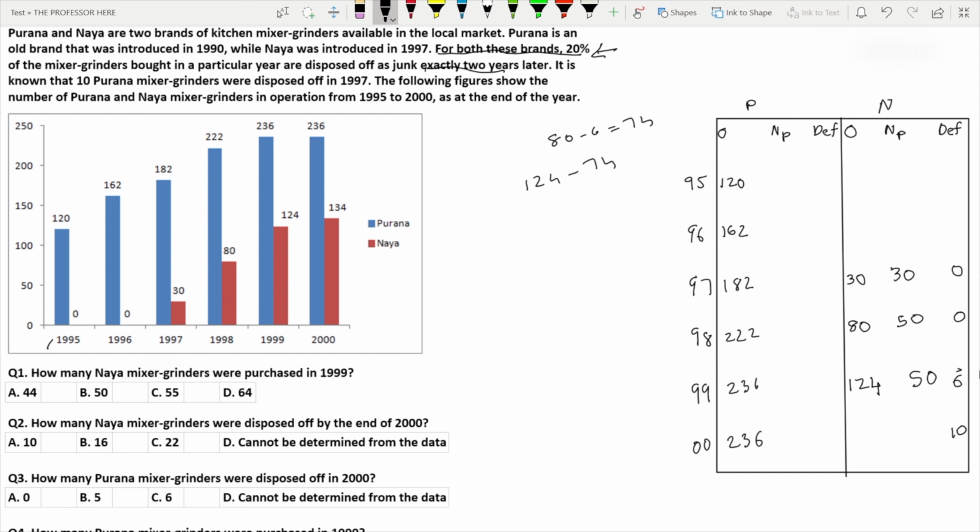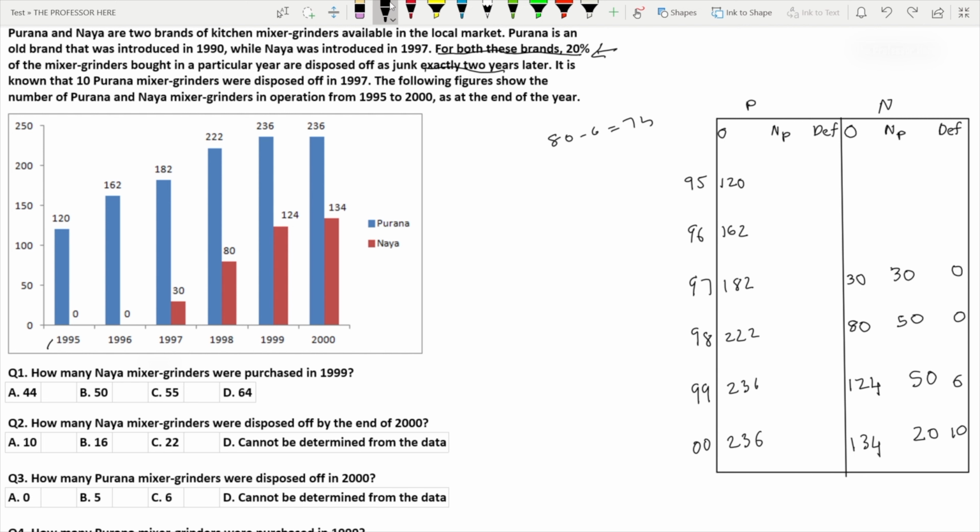Now for the year 2000, the number of overall active mixer grinders is 134. Out of that, 124 was from the previous years. From the 124, 10 of them will be out of operation or will be disposed of by the end of year 2000. So 124 minus 10 is equal to 114. But the overall number is 134. So the number of new purchases is 134 minus 114, which is equal to 20 new purchases. I hope this much is very clear for you.